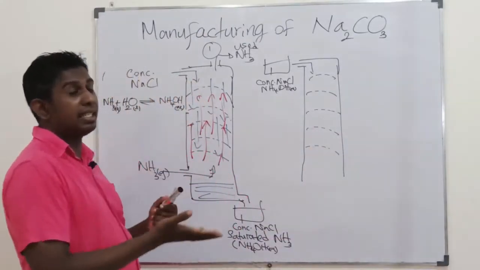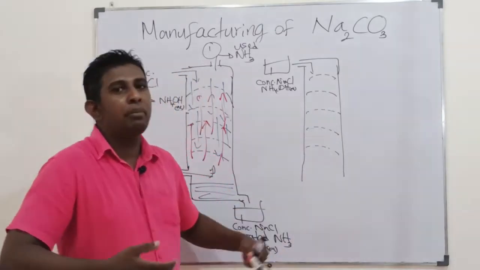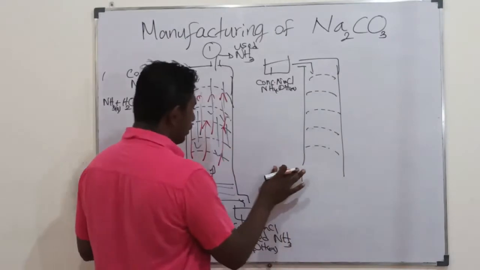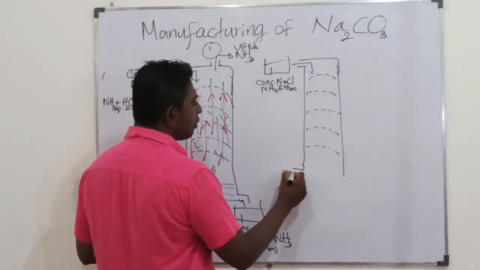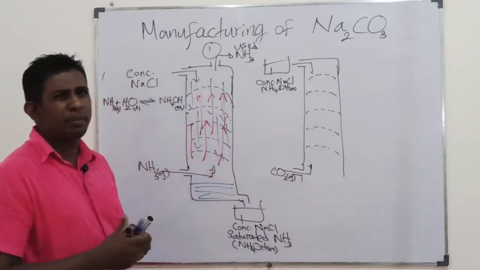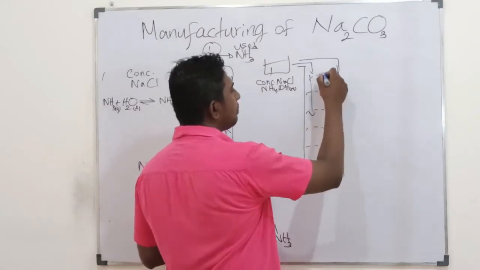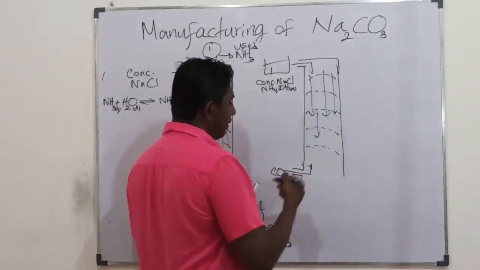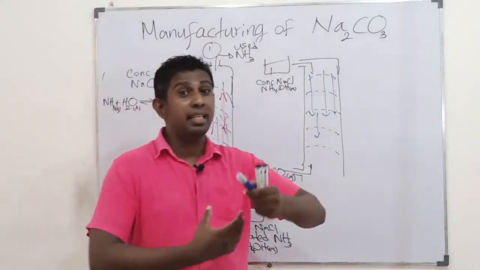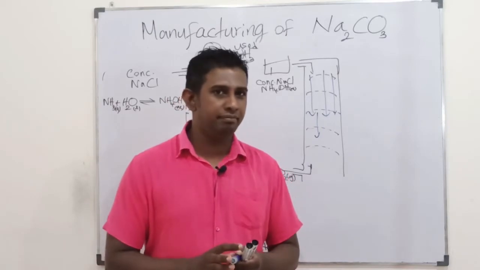It is the second tower. This is the ammonification step. This is the carbonization step. We blow carbon dioxide gas, CO2 gas, at the bottom of the second tower. So the solution falls down under gravity, and the gas goes up, touching that solution. Again the countercurrent principle is applied.